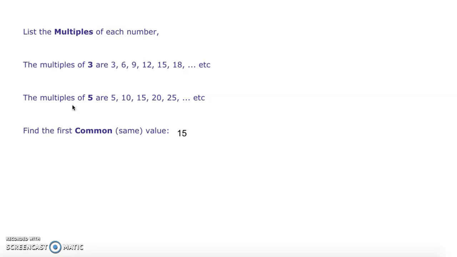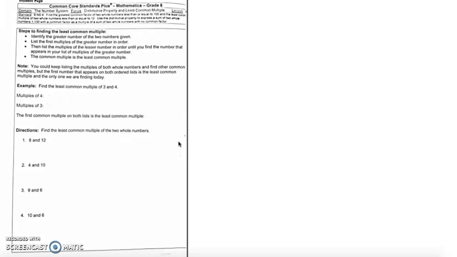So now what we need to do is find the first common, which means the same value. So 3, 5, those aren't the same. 6, 10, those aren't the same. 9, nope. 5 doesn't have a 9, but they do have a 15. And if I scoot down a little bit more, I see that 3 has a 15. So 15 is the least common multiple of 3 and 5. So that's basically what we're going to be doing for this page. We're just finding the least common multiples.